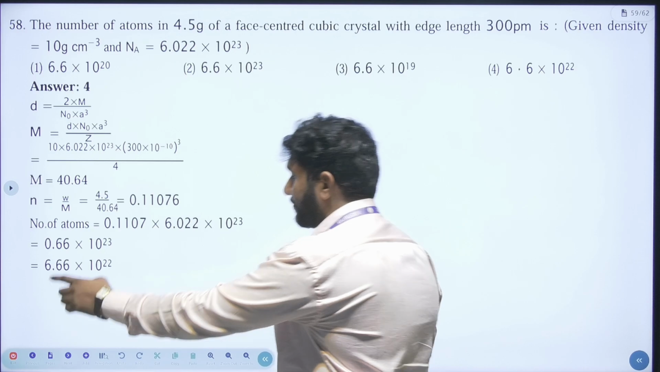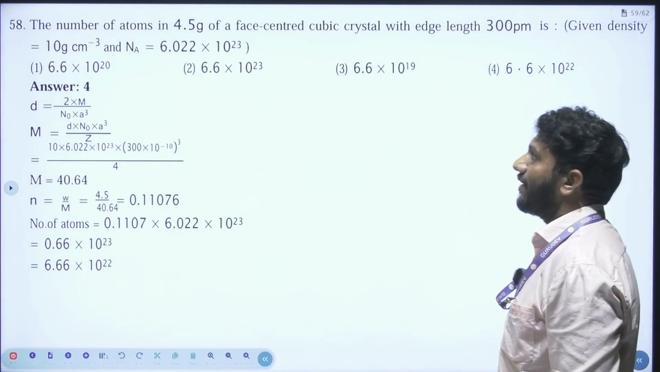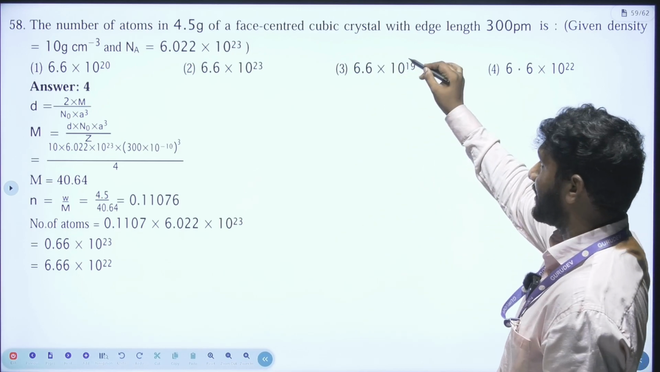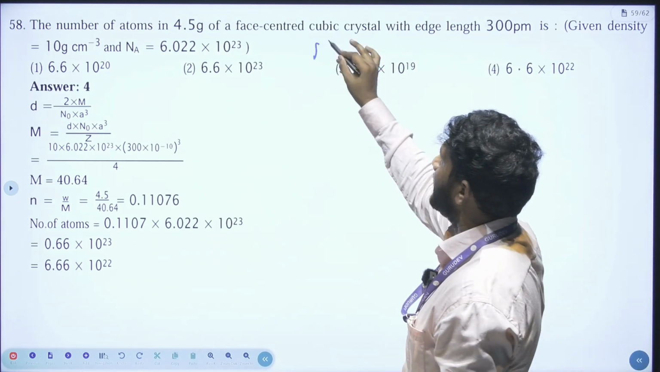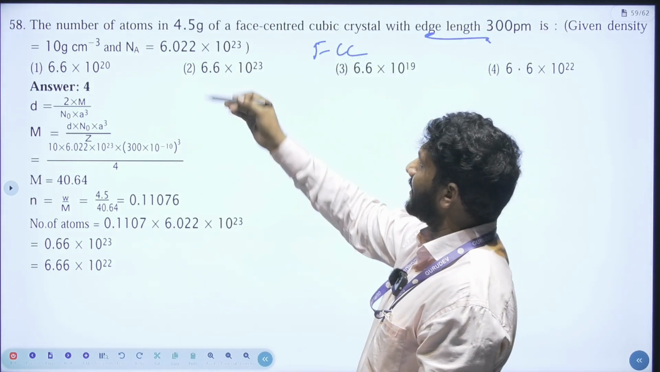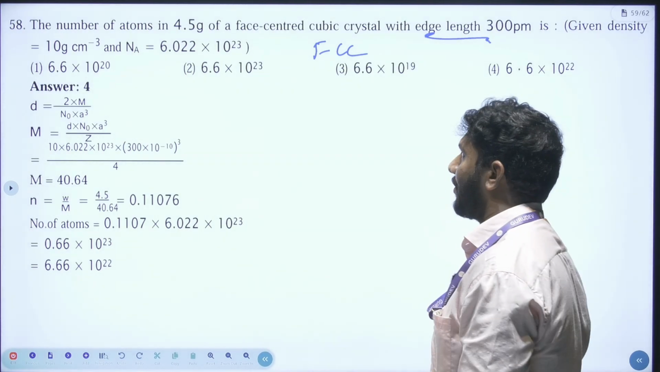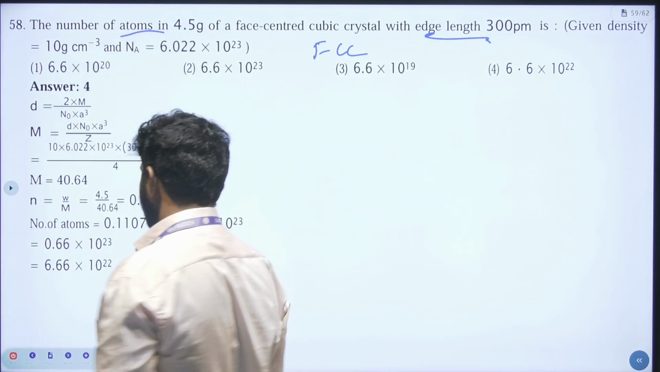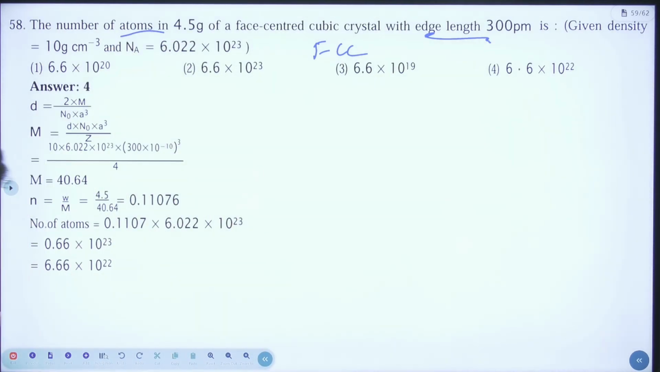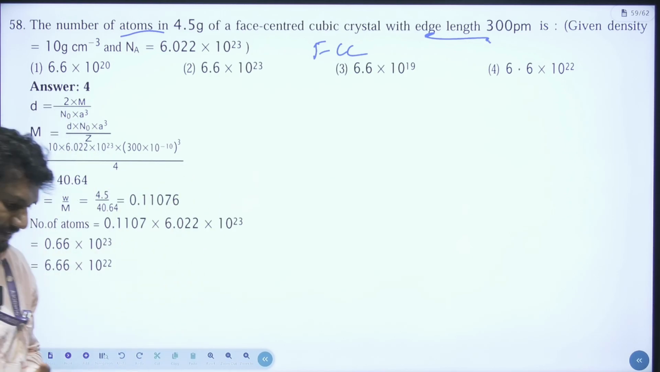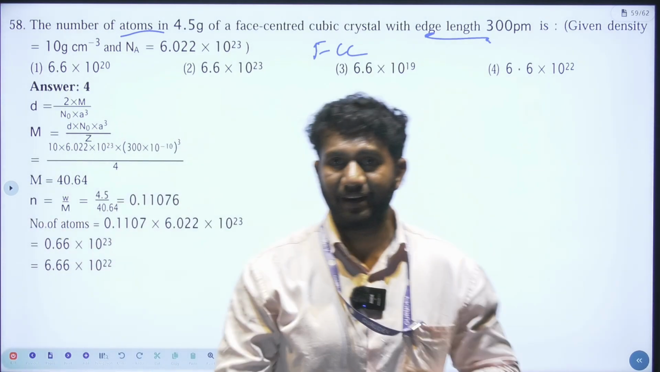Next question. The number of atoms in 4.5 gram of face-centered cubic crystal, which we call simply FCC. Its edge length is given and density is given, and Na means Avogadro number of particles. The number of atoms is being asked. So this question is from the solid state chapter and deleted topic.